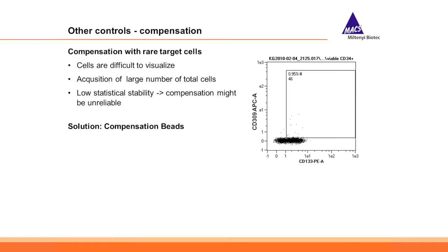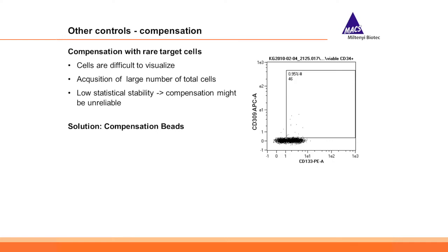When you do the same procedure with rare cells, you come into a problem, and you can easily see why. If we used the CD309 in this example, which is the same example from a few slides before, for setting compensation, we would only have very few positive cells in our blood sample. It's only 1% in that case, or even less. So it will be very hard to set the compensation here, because you have to acquire a large number of total cells, correct the compensation, acquire again to see how it looks, and so on.